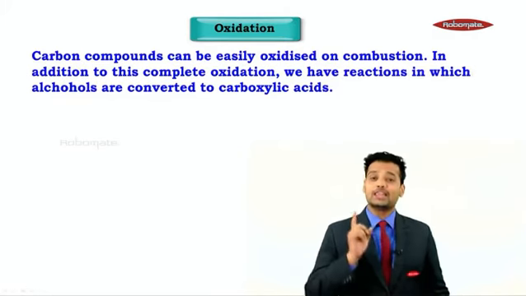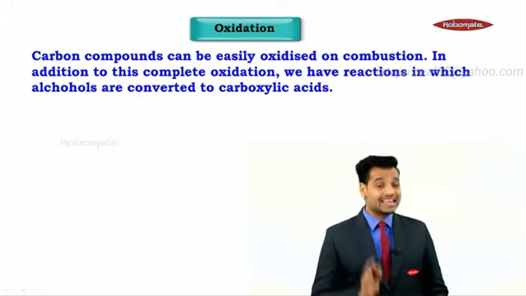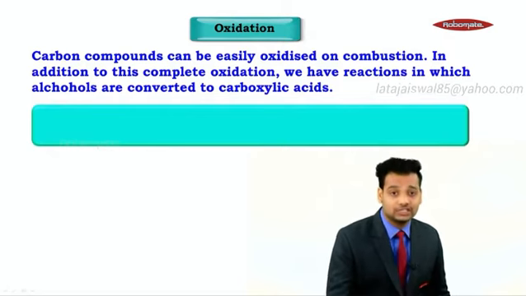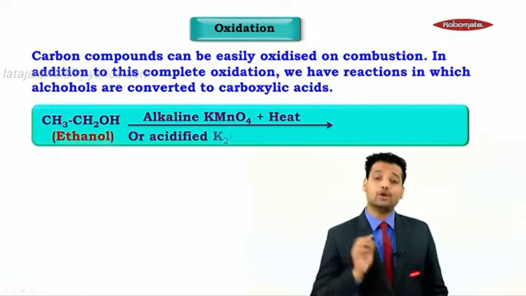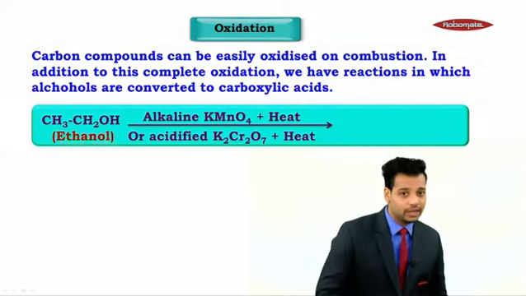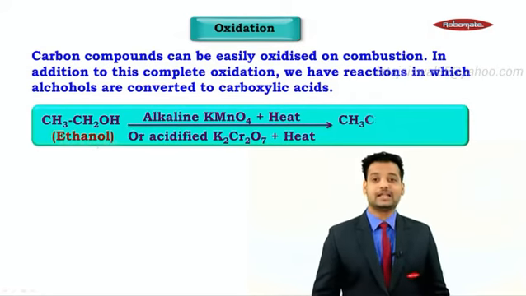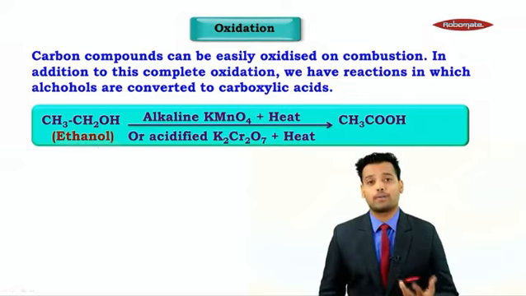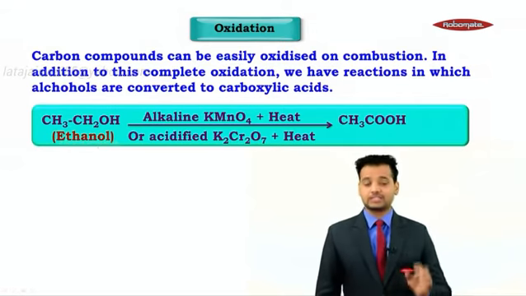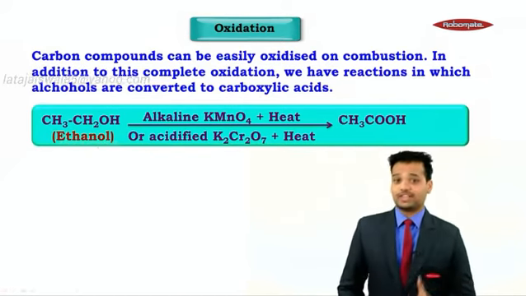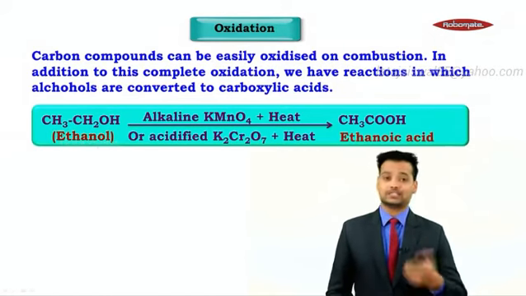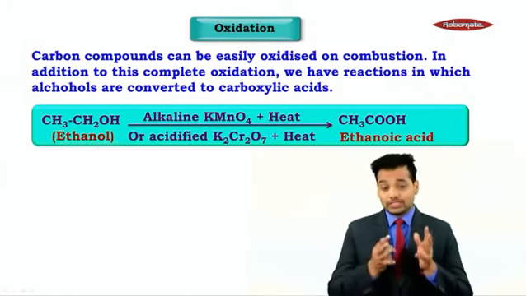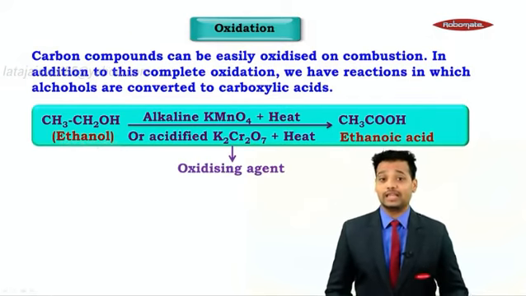We studied the combustion of alcohol. But when alcohol is oxidized in the presence of potassium permanganate or potassium dichromate, plus when it is heated, what happens is it turns into a carboxylic acid. So remember, whenever they ask oxidation of ethyl alcohol, remember it will turn into acetic acid, or we say ethanoic acid. So this is the ethanoic acid which we have to study later.